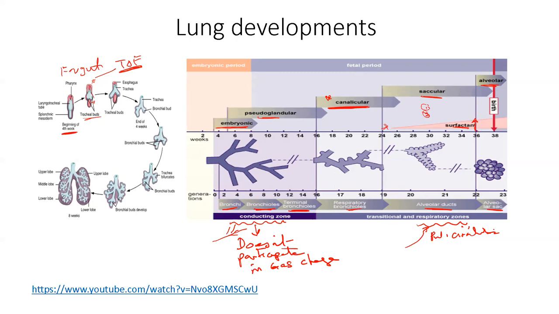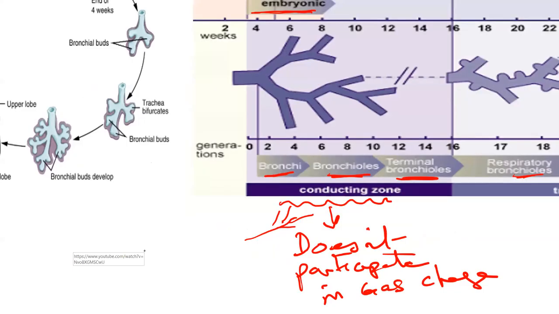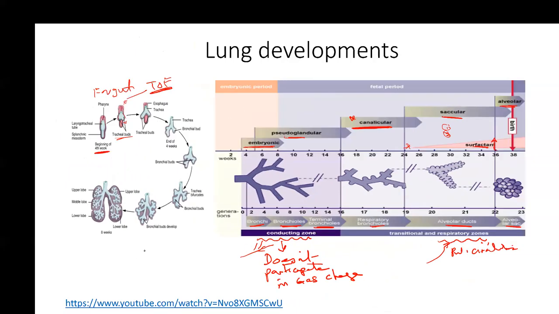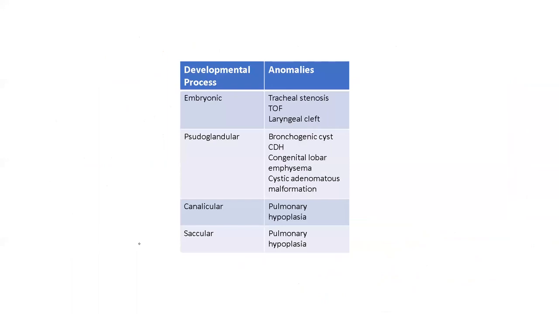there is a YouTube link, you guys can click on it, or you can copy this one. If you guys need more three-dimensional lung development, you can click on the YouTube and you can watch the lung development in three dimensions. I have here each zone, what's the disease related or what's the pathology related? We said in embryonic, you might have tracheoesophageal fistula, tracheal stenosis, laryngeal cleft, and that's a board question, by the way.